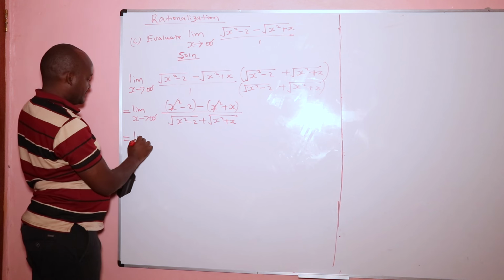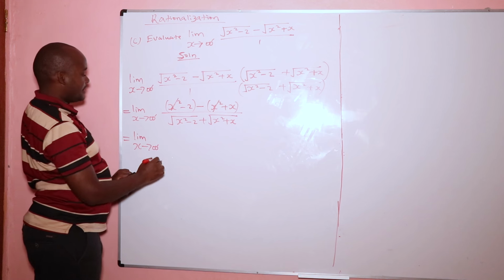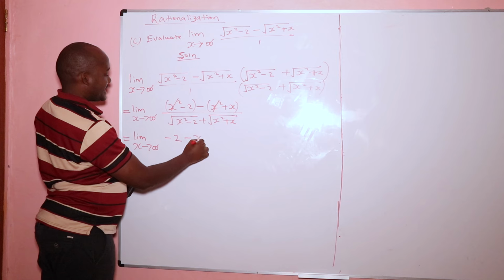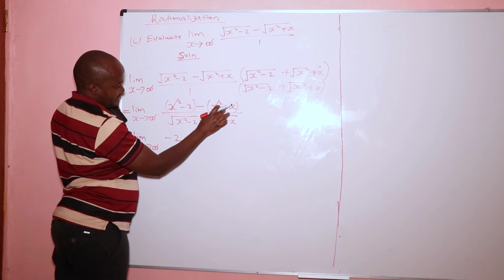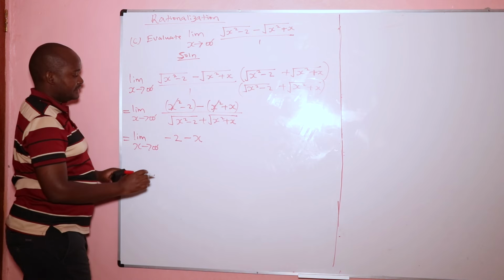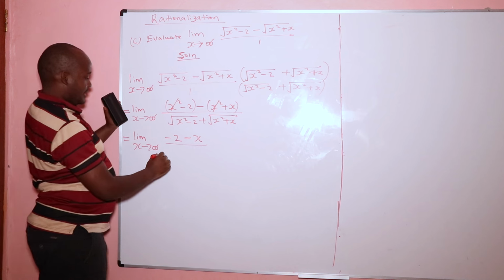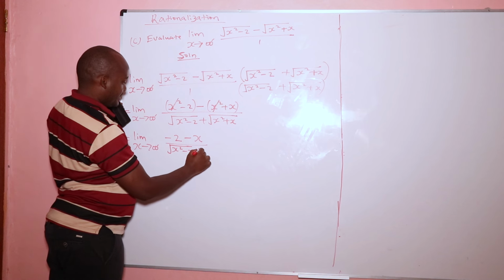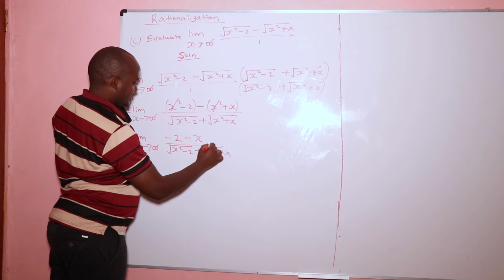So meaning that in the numerator you'll be left with the limit as x approaches infinity of negative 2 minus x. Why minus? Because if you open the brackets here, this positive will be affected, meaning that now it will be negative x. And the denominator multiplied by 1 does not change, it remains as it is, then plus root x squared plus x.